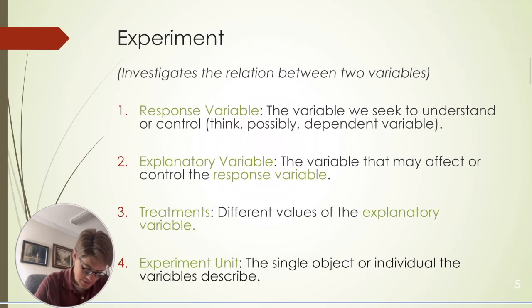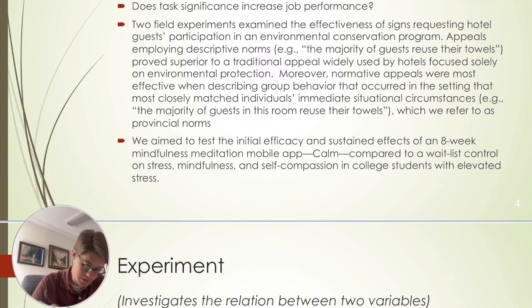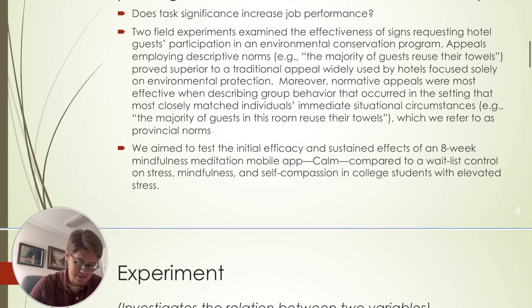The explanatory variable is the variable that may affect or control the response variable. We're not sure if it has an effect. We suspect it has an effect, but we're not sure, and that's what the point of the experiment is. So the explanatory variable for this middle one here would be the signage. And are they appealing to norms or not, or are they just saying, please reuse your towel? So that signage is going to affect the response variable, which in the case of this second study is the participation in this conservation initiative.